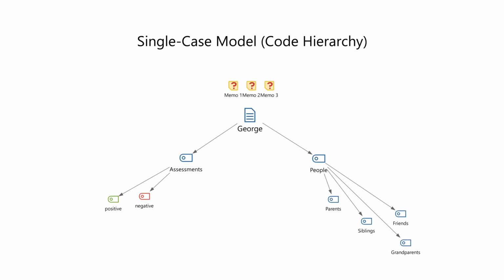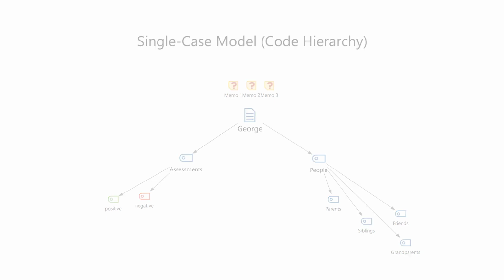In the single case model code hierarchy, just as with the normal single case model, a case in the form of a document group, or a document set is placed at the center of the map. However, for this model, the corresponding codes are arranged in the hierarchy of your code system instead of in a circle around the document. Subcodes are thus subordinate to the existing main codes.